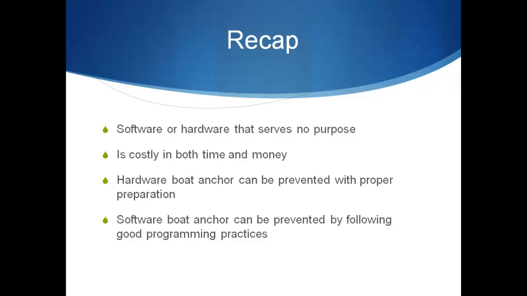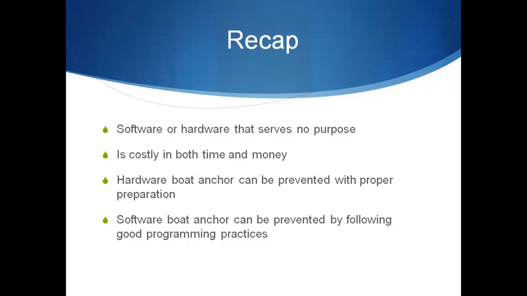Overall, you can see that the boat anchor can be software or it can be hardware, but essentially it's something that sits in the system that serves no purpose. It ends up costing you both time and money. Time is money, and the more time you waste, the more money you're losing.